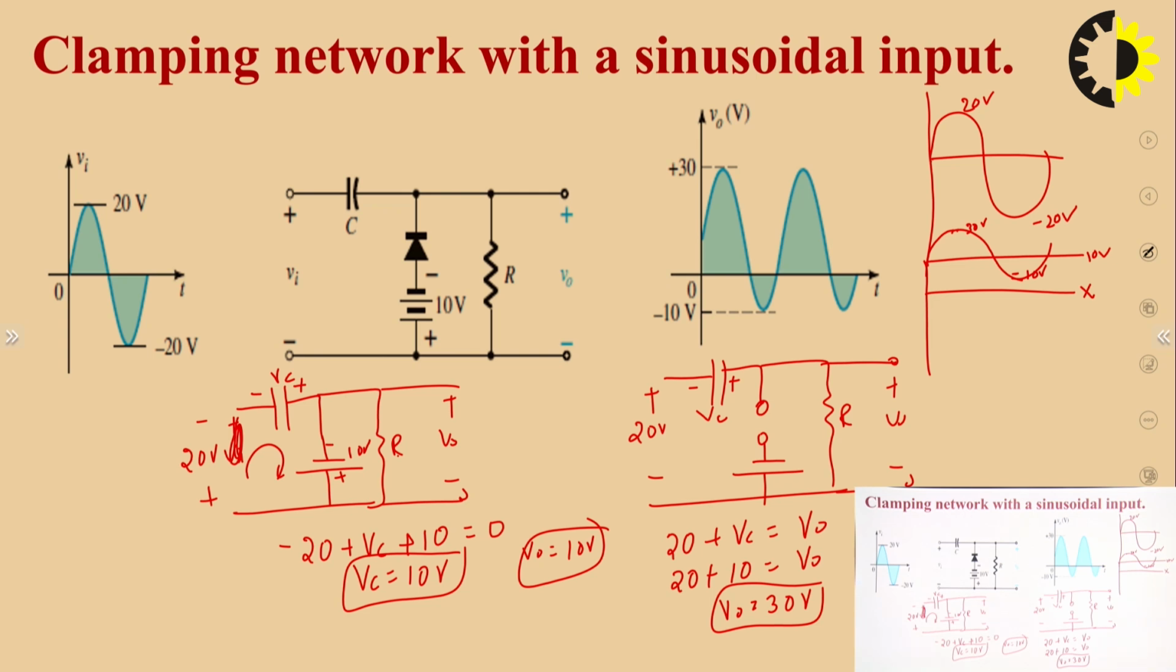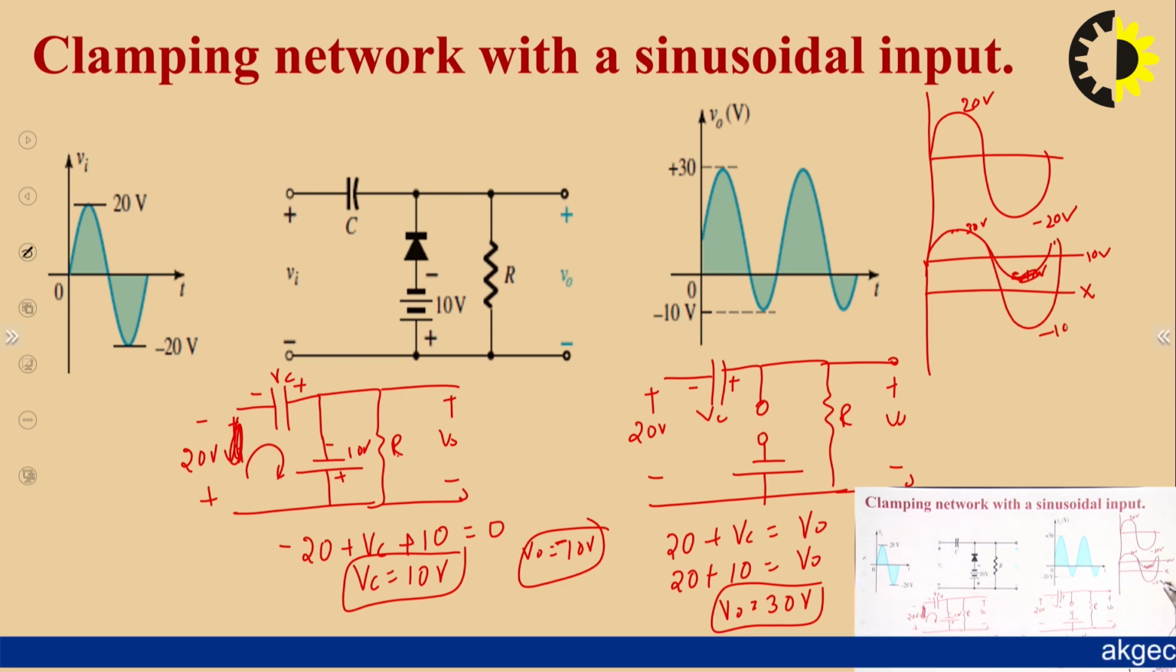I think here the output will be minus 10. Here the output will be minus 10 because of the minus plus 10. So this will be minus 10. We can see 30 and minus 10, so the total swing will be 40 volt. Because minus plus 10 volt is there, the output will be equal to minus 10, not 10.